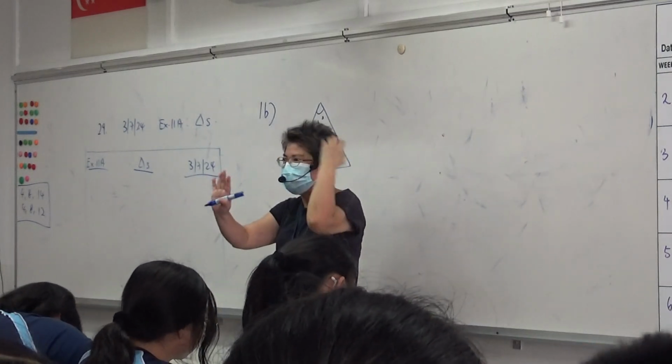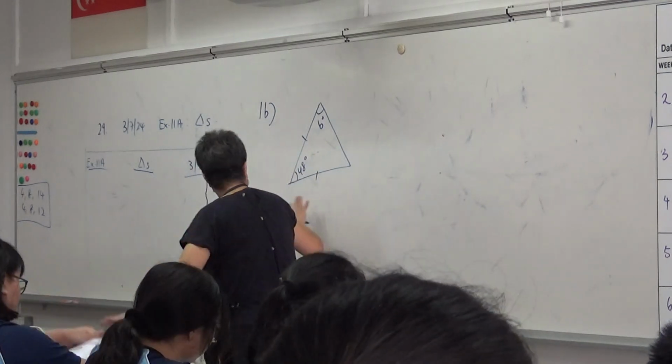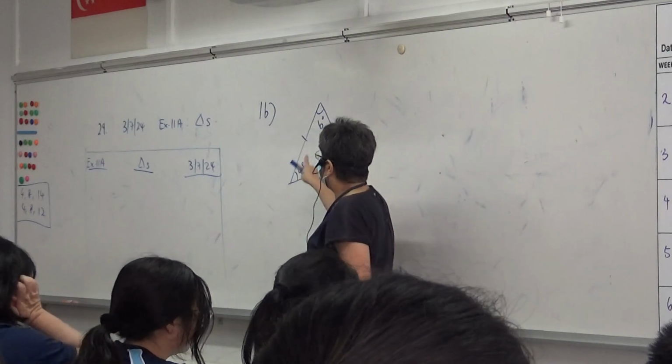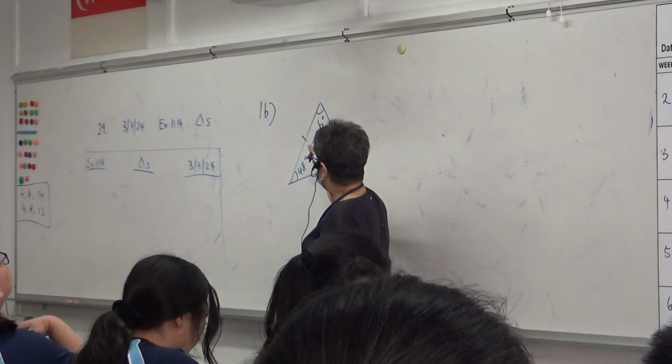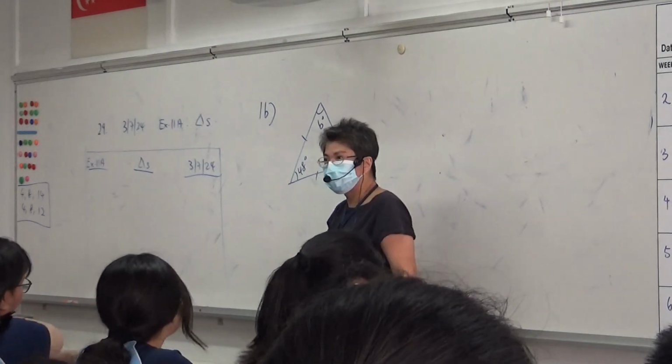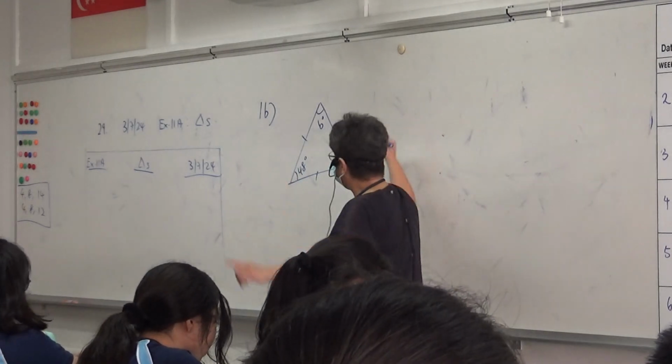I'm not interested in the answer. The answer you all know. I want you to know how to work this out. Okay, that's what I'm going to do. Do you agree that this is an isosceles triangle? This is B, this will also be B, right? You agree with me? Okay, I'm going to show you this working now.